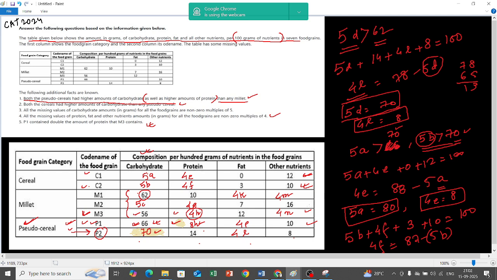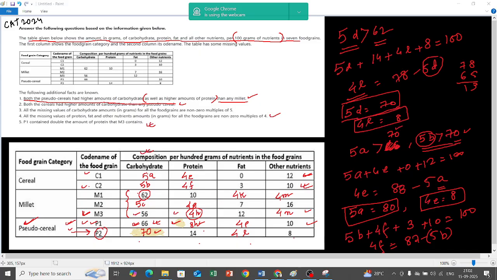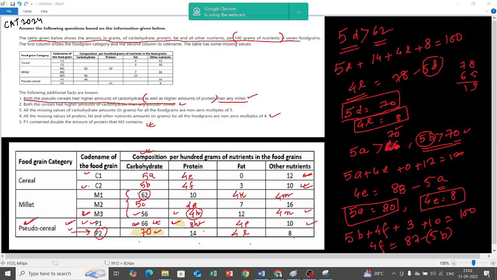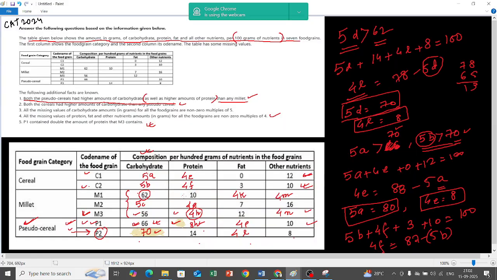Sir, 75. Okay, so if 5b is 75, then what is 4f? 12, right? Yes, this is a valid value. 5b can be taken as 75 and 4f can be taken as 12.